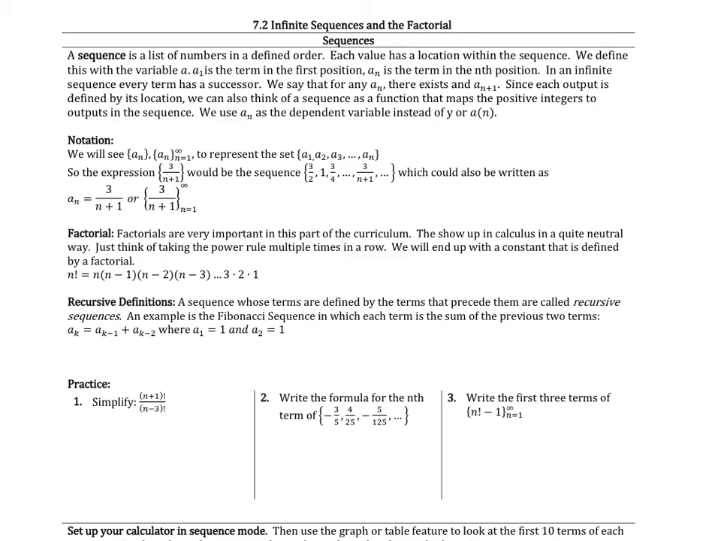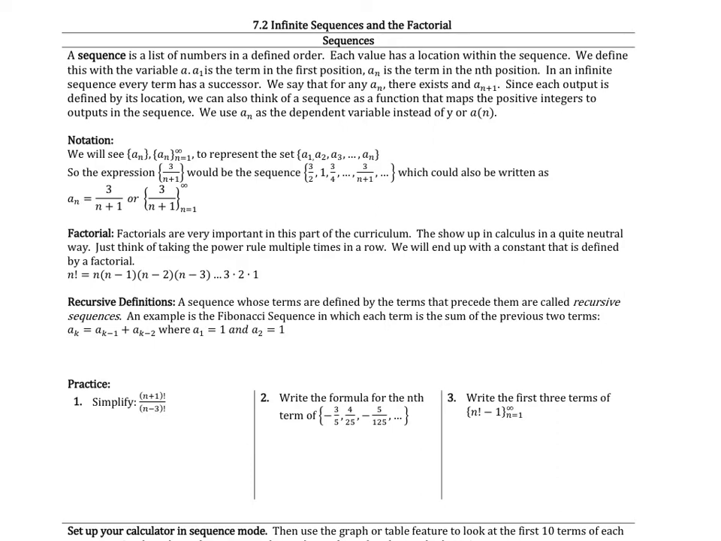7.2 is on infinite sequences and the factorial. And so we're going to start this section by reviewing some notation, some symbols and things that you have learned throughout your mathematics career. We're going to review what they are and what they mean, and then we're going to tie that back into calculus, obviously, when we're going to start talking about whether or not a sequence converges or diverges. So, just as a reminder, a sequence is a list of numbers in a defined order.